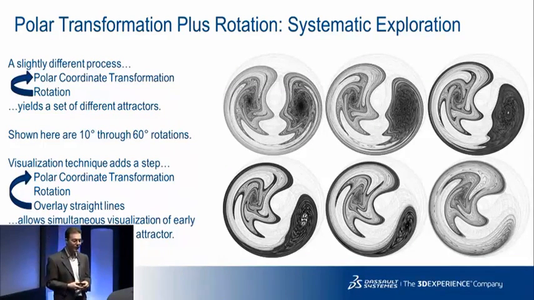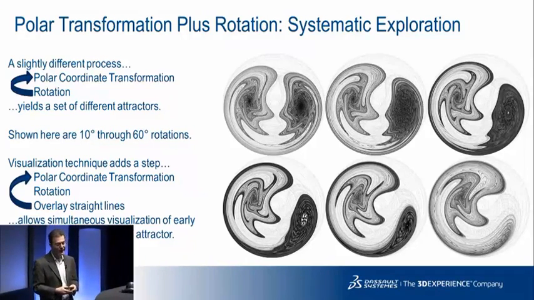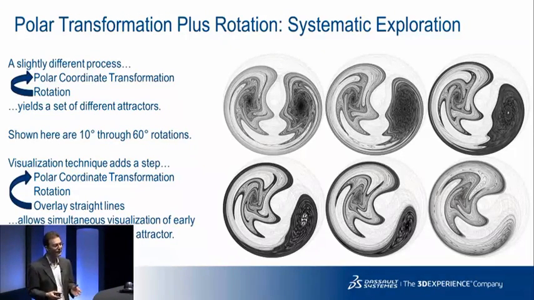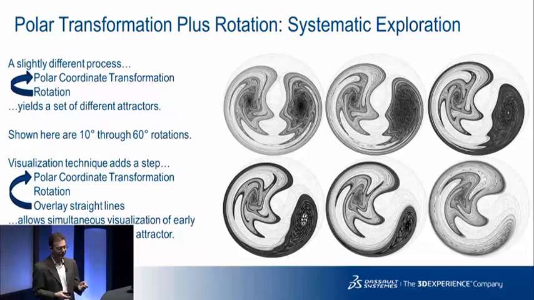And so shown here on the images are the application of 10 through 60 degree rotations as the rotation step in this process. Obviously, there's something else going on here as well. There's a visualization component to how this is being done. So in this case, we start with a set of vertical lines. We apply the polar coordinate transformation. We end up with, and this is a slightly different formulation than the original, but anyway, we end up with circles, right?